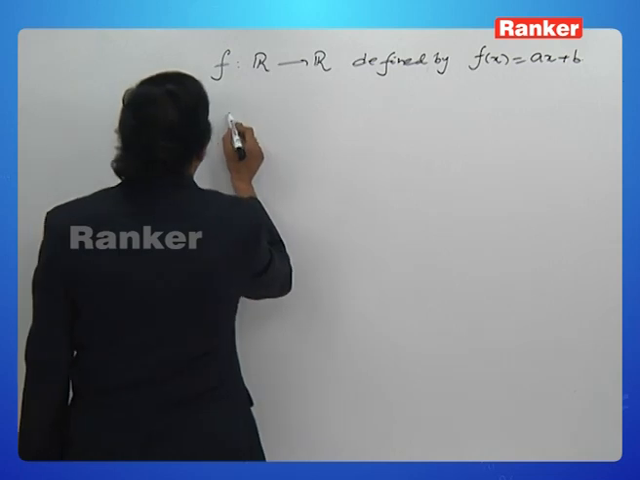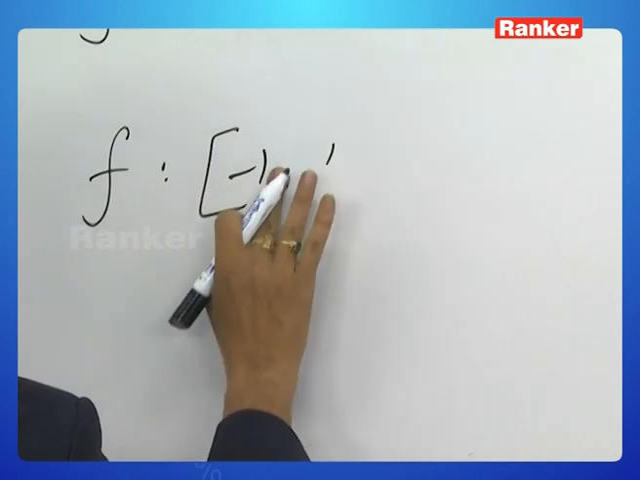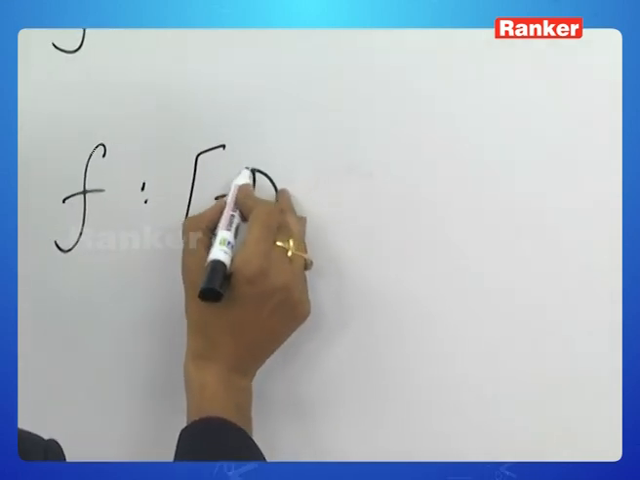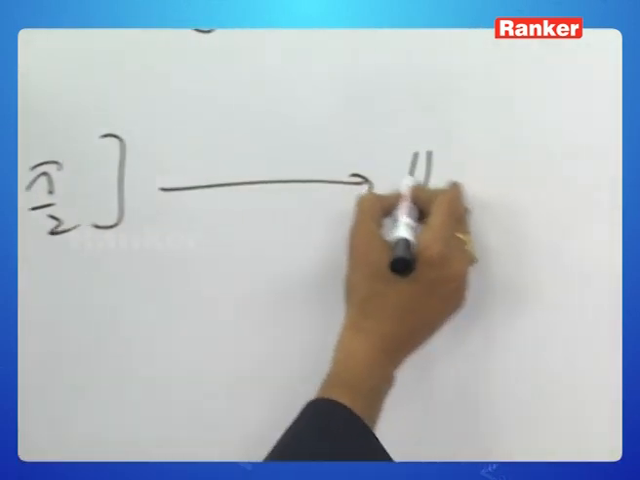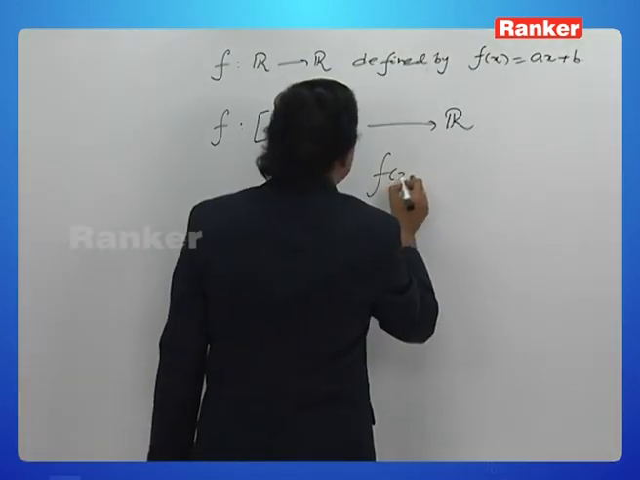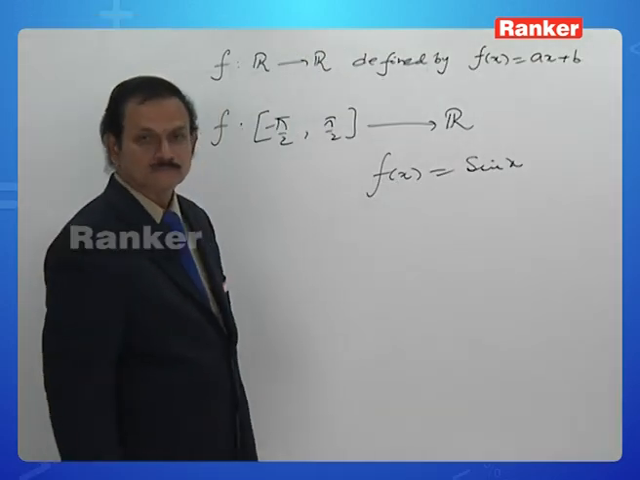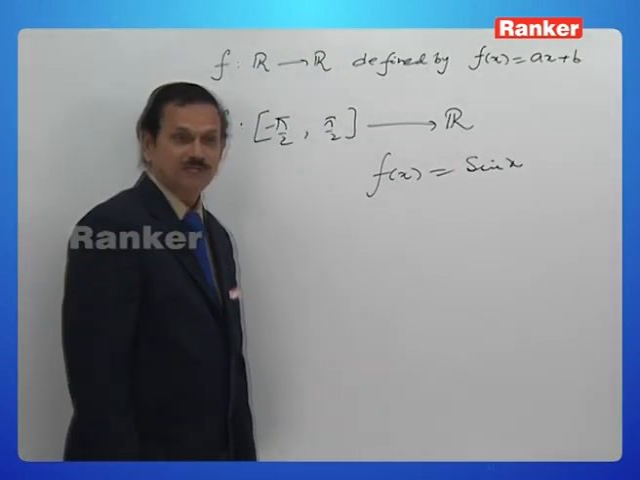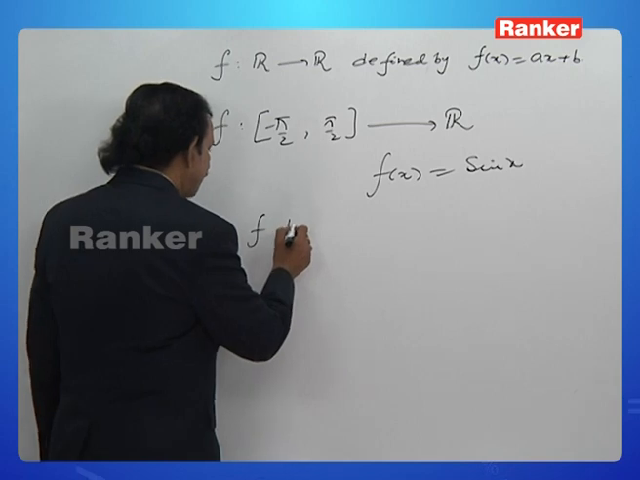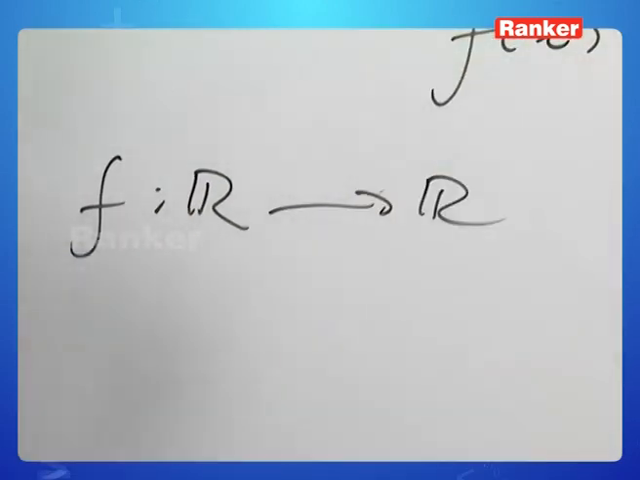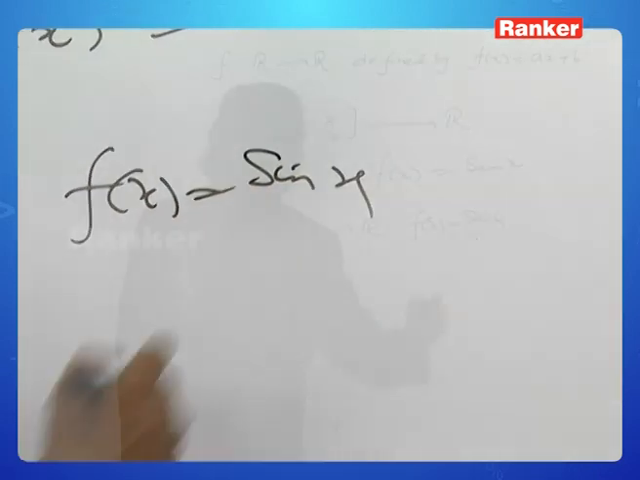Next one. f from the closed interval minus pi by 2 to plus pi by 2 is defined by f of x is equal to sin x. In this case, it is 1-1. In this case only it is 1-1. If you define f from R to R as f of x equal to sin x, it need not be 1-1. No, it is not 1-1.